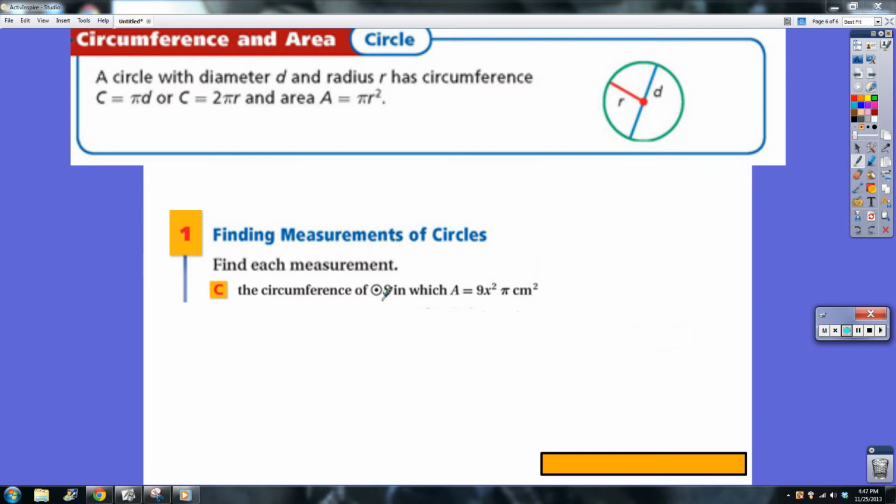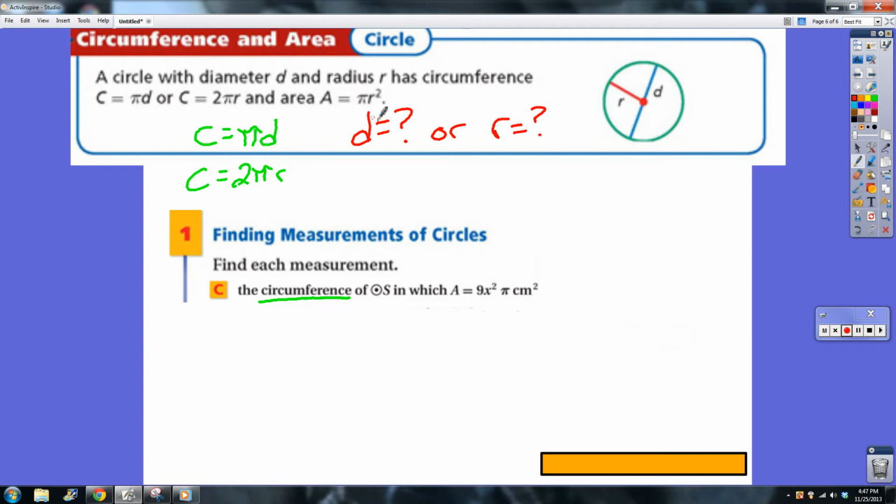Alright, one last example. We want to find this time the circumference. Well, let's write the circumference formulas. Circumference equals pi multiplied by the diameter, or circumference equals 2 multiplied by pi multiplied by the radius. So to find the circumference, you need either the diameter, so we'll say diameter equals question mark, or we need the what? The radius. Radius equals question mark. Either of these will do, either the diameter or the radius. If we have one or the other, we can find the circumference.